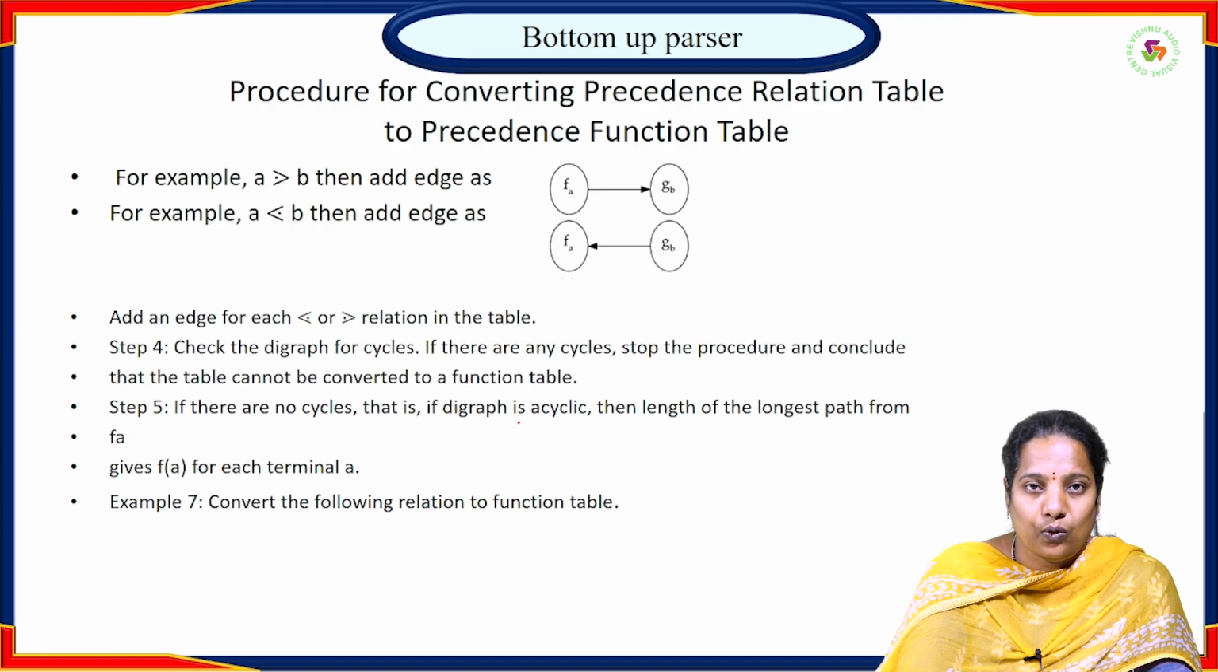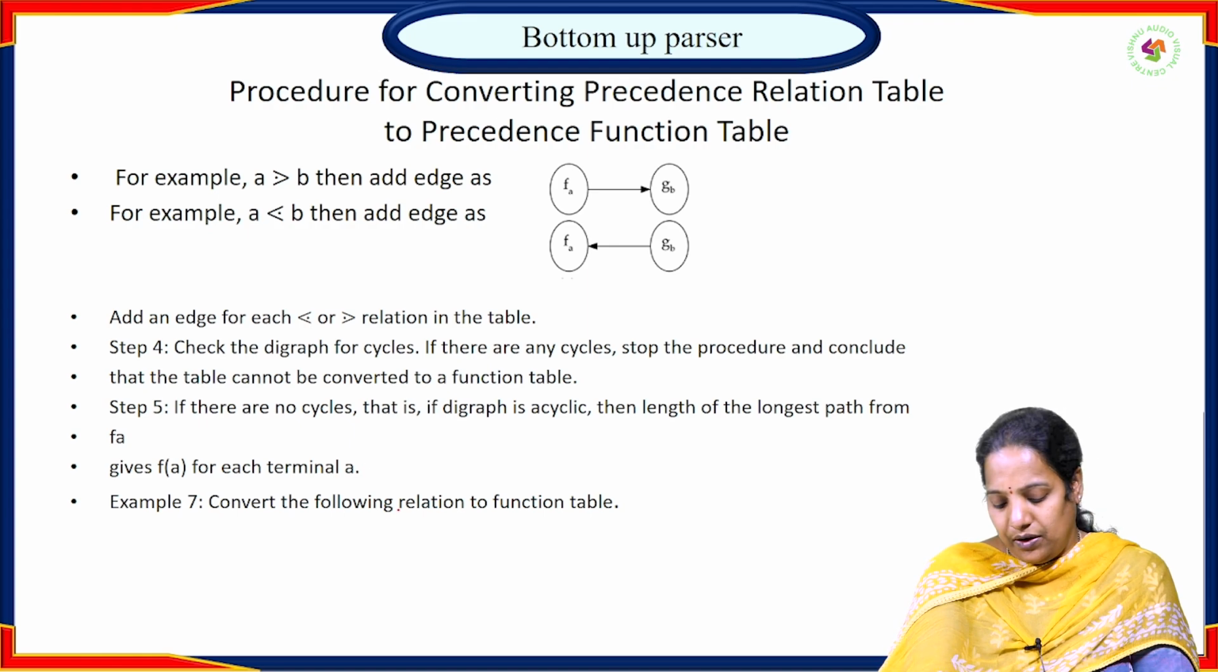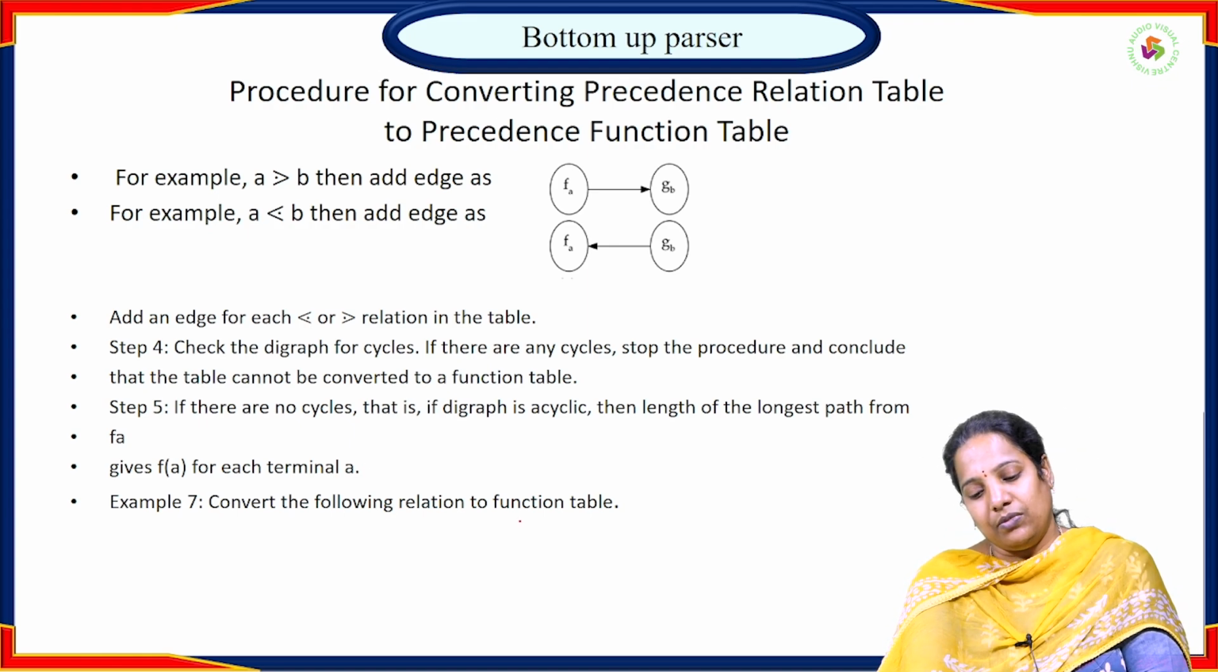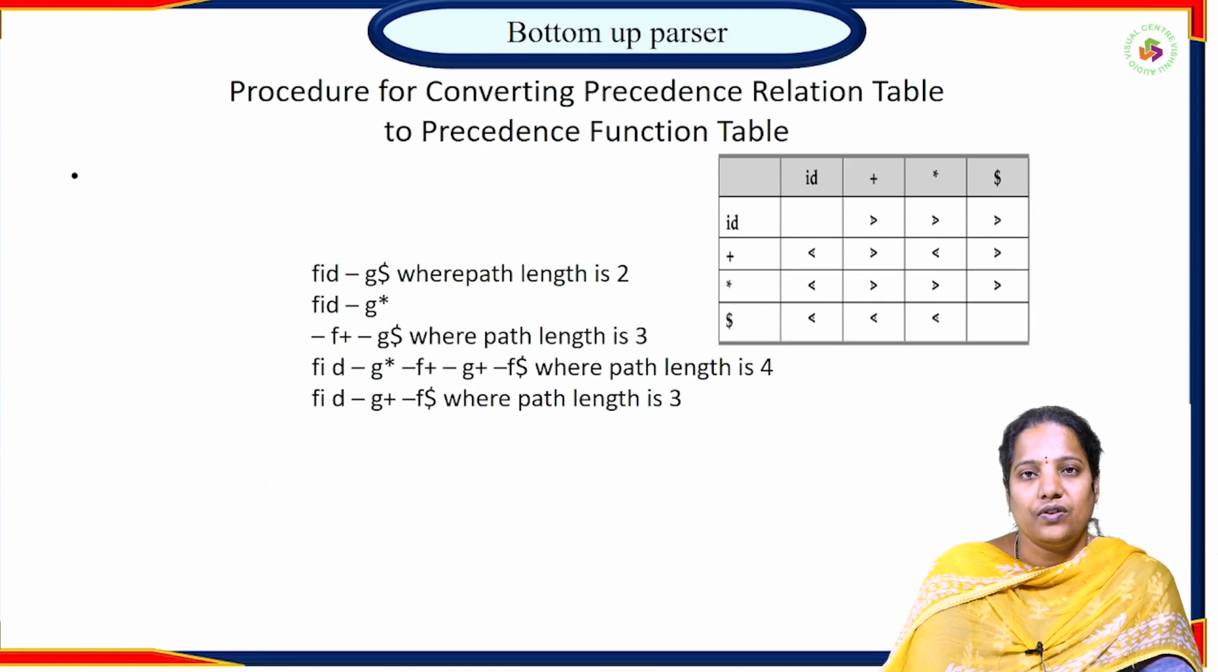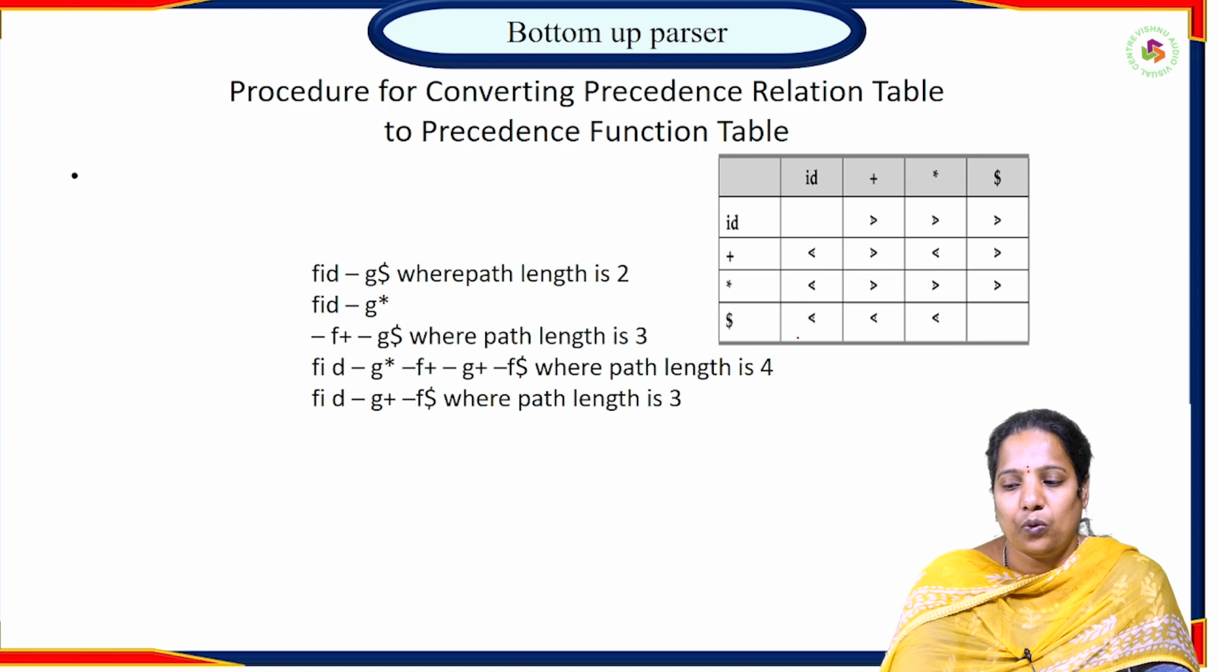If there are no cycles, that is, if it is acyclic, we need to calculate the length of longest path from FA to any terminal to the dollar symbol. By using that, we need to convert the table into a function table like this. This will be converted into the function table. This is already, we know, the operator relation table.